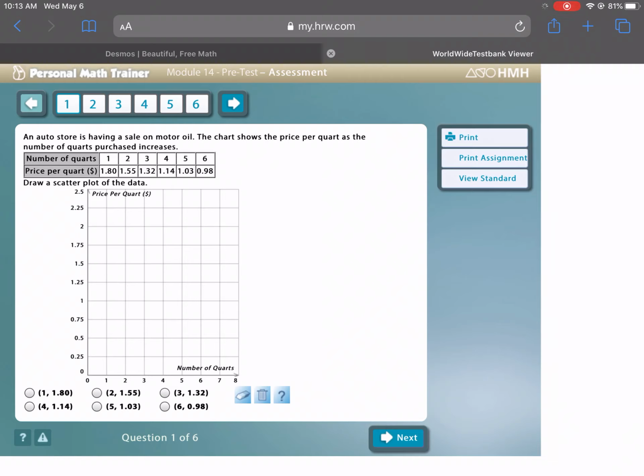Hello. So we have the Module 14 quiz tomorrow. I'm going to go through and explain how to solve all 6 of these problems that are on the pretest.